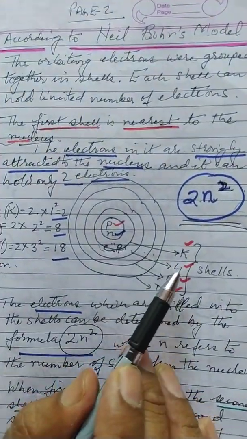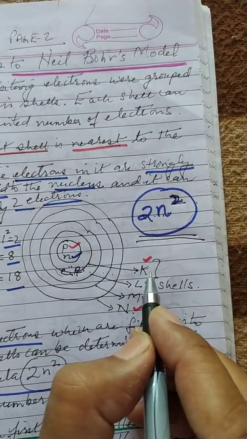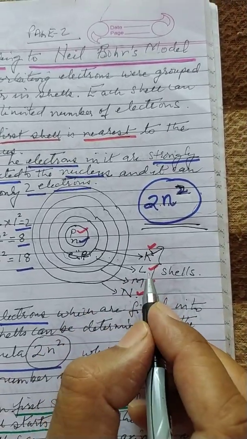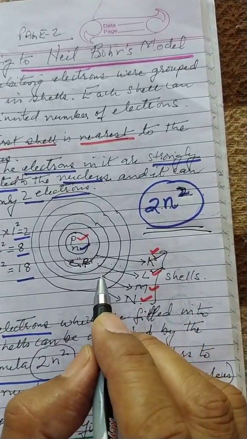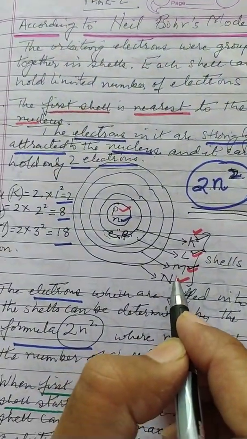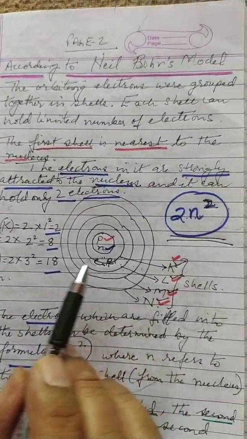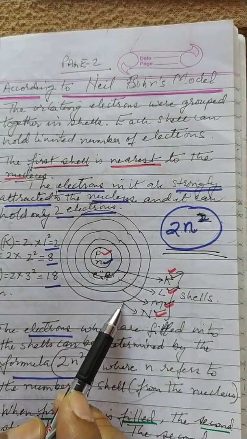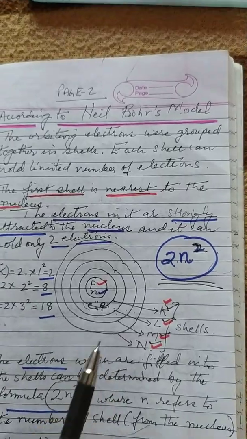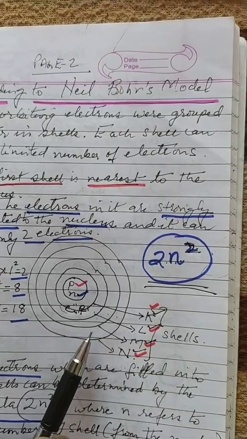The shells given here are numbered like this. The first shell, the innermost shell, is called shell K. The next shell is called shell L. Then the next shell is called shell M, and the next shell is called shell N, and so on. These shells are K, L, M, N, O, P, and so on. These shells keep getting added on the outside of the nucleus.